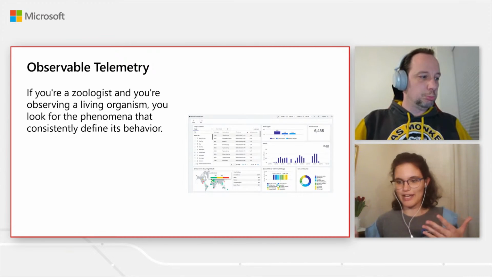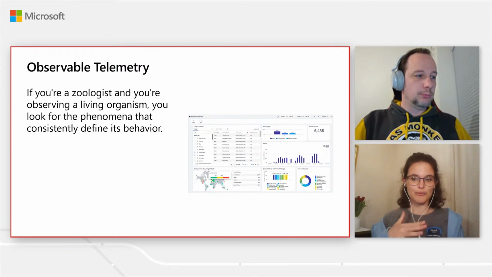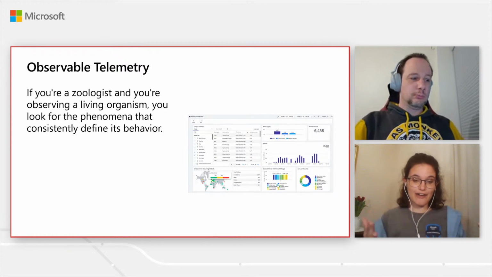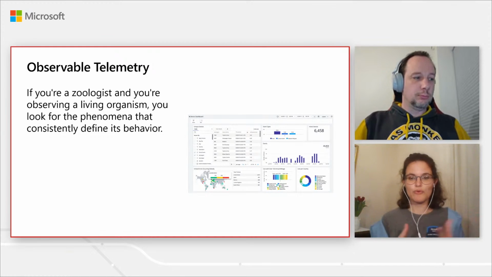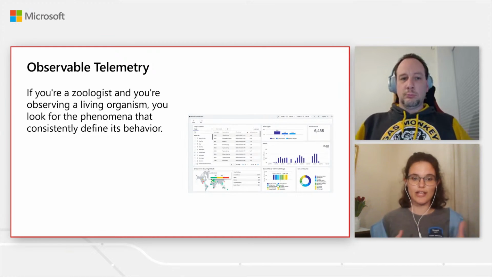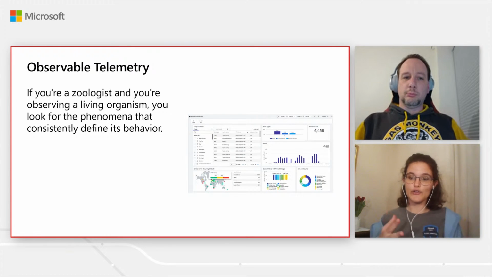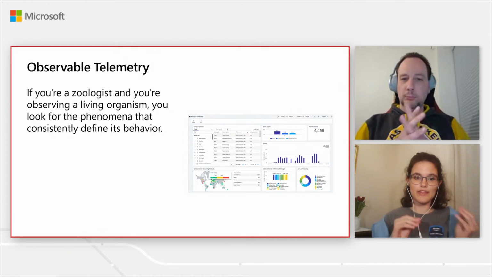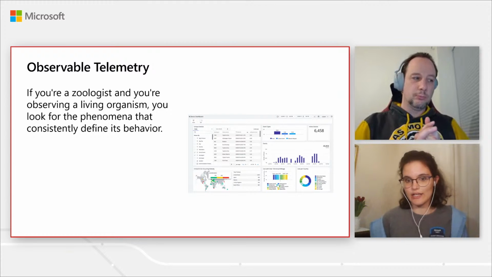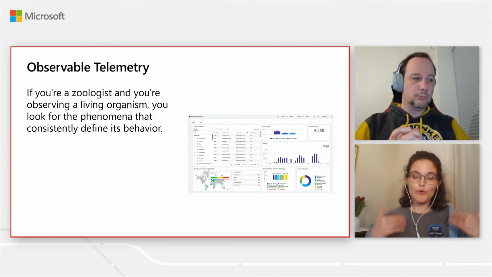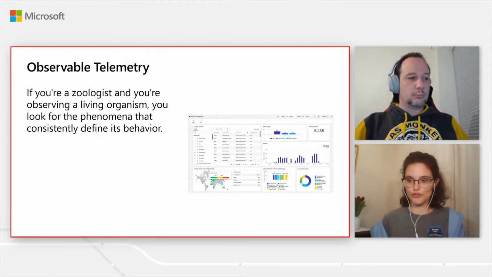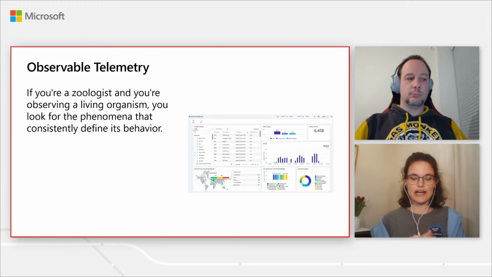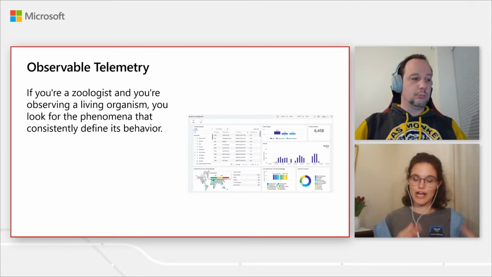Imagine that you, and later Peter will also tell us if we can have this scenario in Azure too. So, for example, say that you are a zoologist and you're observing a living organism and you look for the phenomena that constantly define its behavior. So in an information system, the only way to express behavior is digitally, so through data. And maybe more important is you want to get a clear view of the data, especially when it comes from different sources. What IT teams are looking for is representing continuously changing telemetry information in clear dashboards.